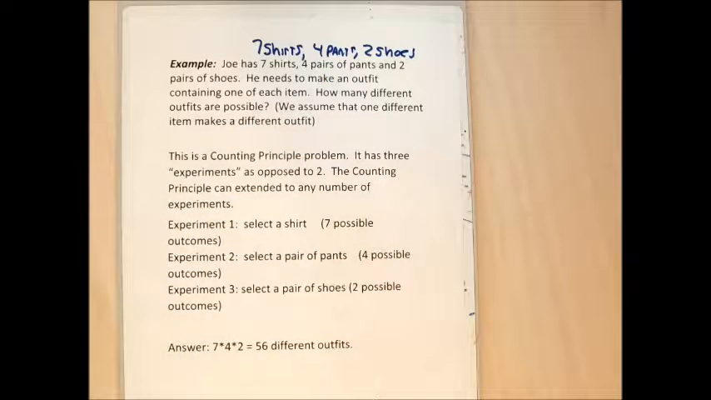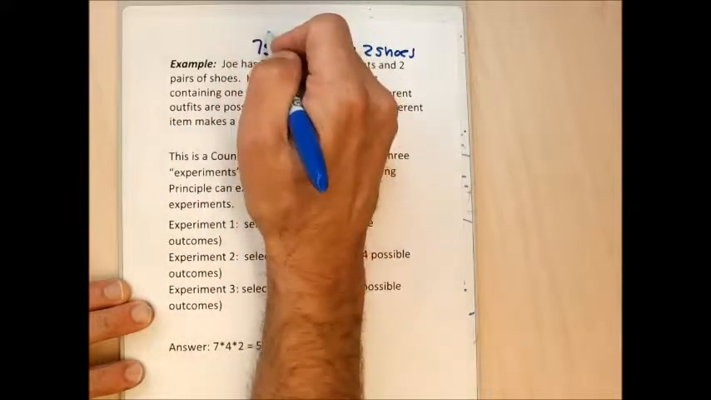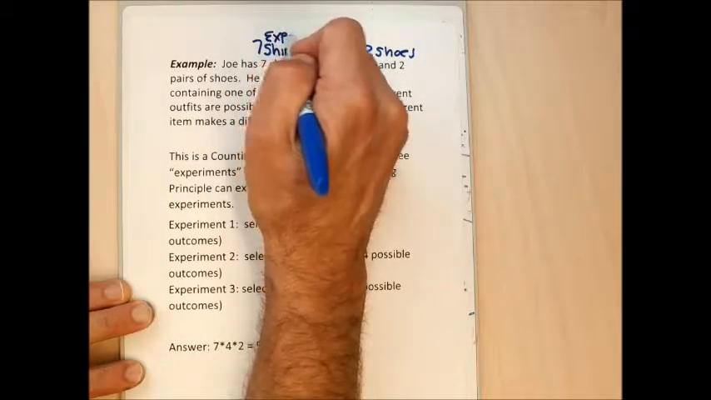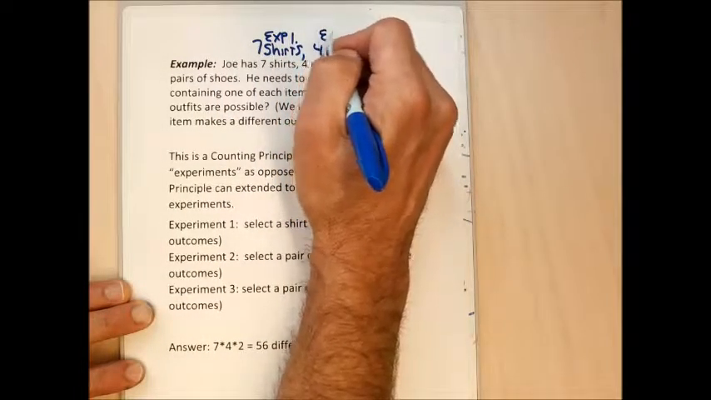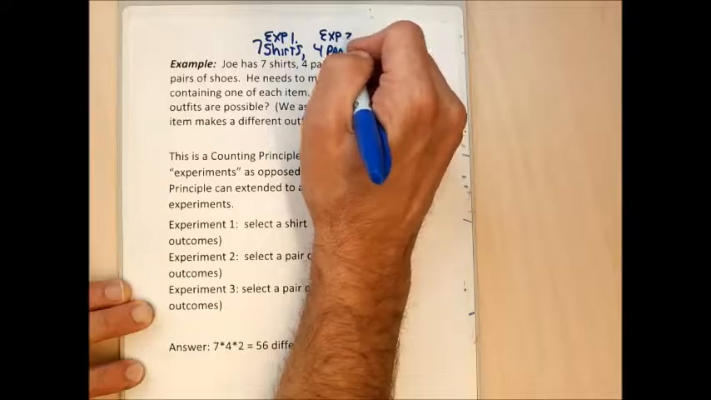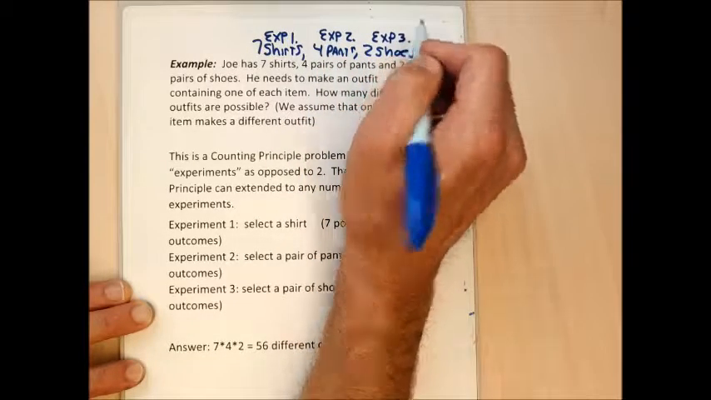Well, we wouldn't generally consider picking a shirt, a pair of pants, and a shoe an experiment. But this is how we're going to have to think of this. We're going to have to think of picking a shirt as experiment 1. So he's going to pick one of his 7 shirts. And then picking a pair of pants is going to be experiment 2. And then picking a shoe is going to be experiment 3.